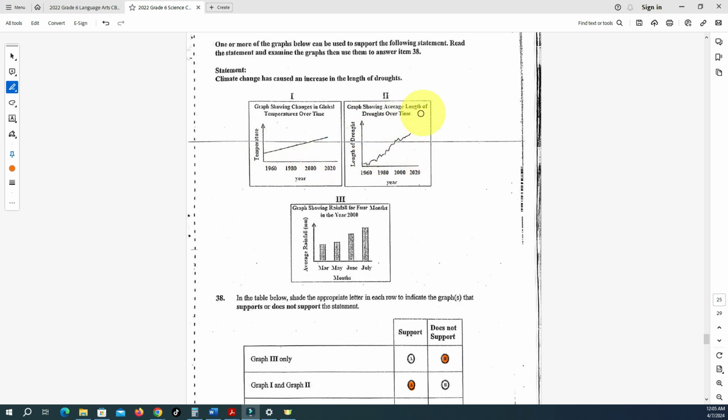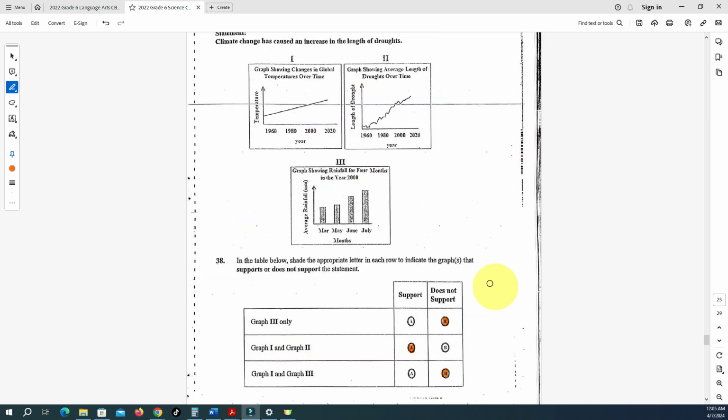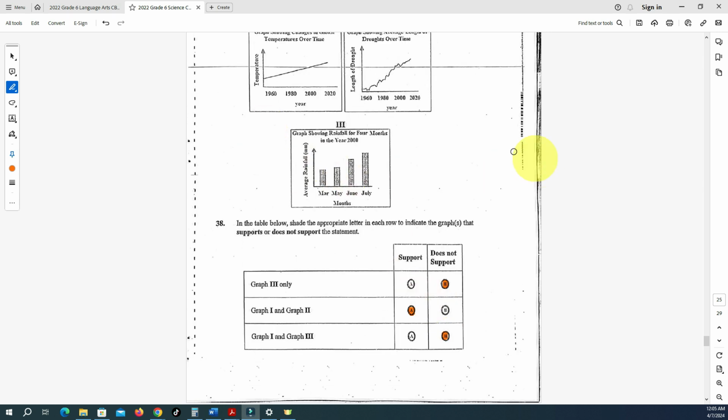Graph showing average length of droughts over time. I think these two did. So I selected A, Graph 1 and 3. Again, this is just too vague for me. So tell me what you think, but I didn't choose this one, so I said selected does not support because it's not telling me a full year, or it's just giving me some months out of one year.